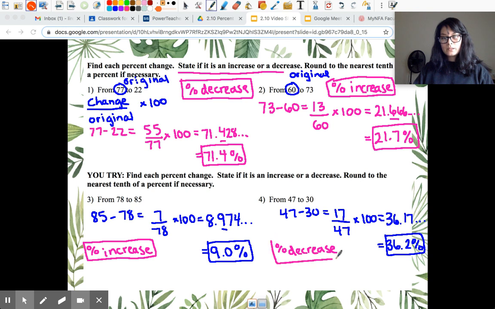And then that's what I'm getting as my percent decrease for a final answer when I round it. I'm getting 36.2. So hopefully now we match in its entirety, not just the percent change, but also whether or not it's an increase or decrease.